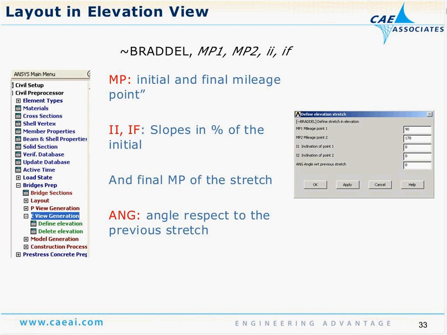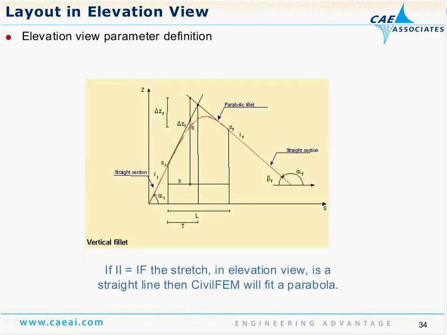Once we've laid out the plan view, now we can go to the elevation view and modify the elevation of the various mileage points along the length of the span of the bridge. And if, for instance, two different spans form a sharp angle, CivilFEM will automatically put a parabolic approximation in there. And of course this is highly distorted, but it's just an illustration of putting a parabolic fillet to connect the two straight sections with different angles.